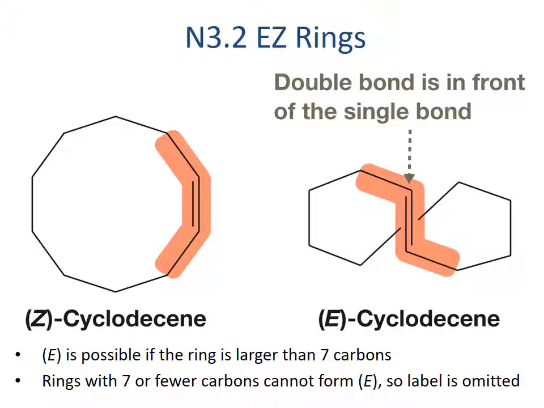This is the big exception to EZ designation, and the rest is really just assigning priorities to groups and evaluating their relative orientations.